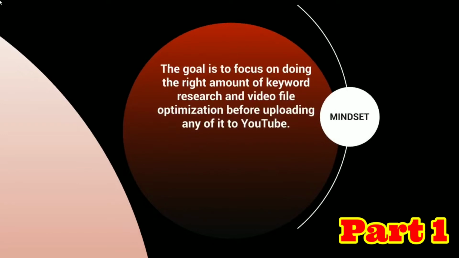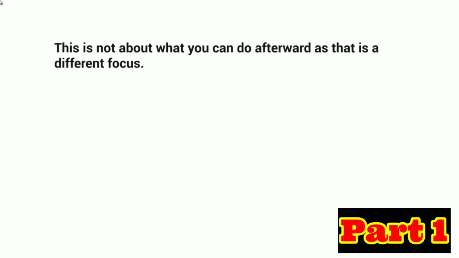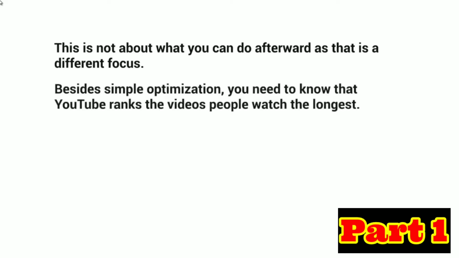I want to first start out by saying the goal is to focus on doing the right amount of keyword research and video file automation before actually uploading any of it to YouTube. So essentially this is all about what most people forget about doing before making their YouTube video live. Most people think about what to do after they upload the video. They don't really think about what they have to do before making it live. So this is not about what you can do afterwards, as that is a totally different focus, but rather before.